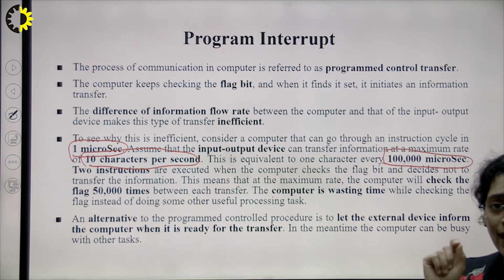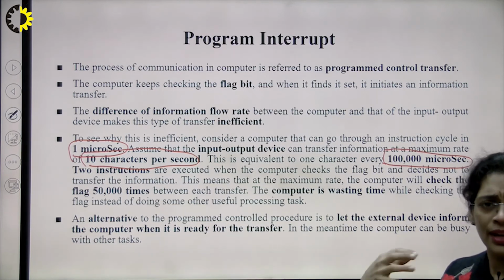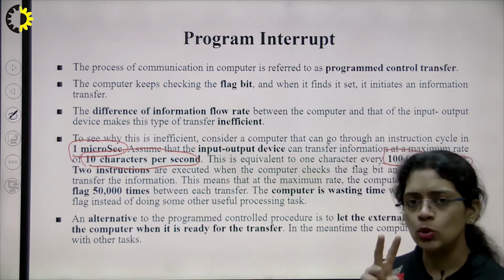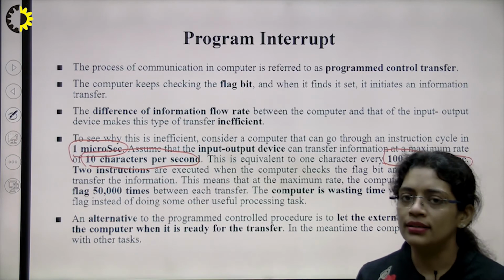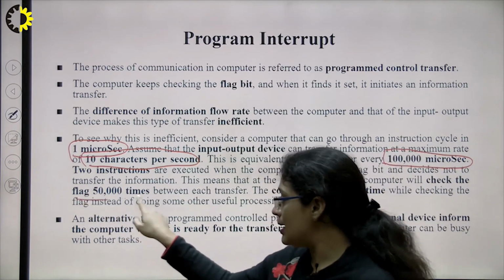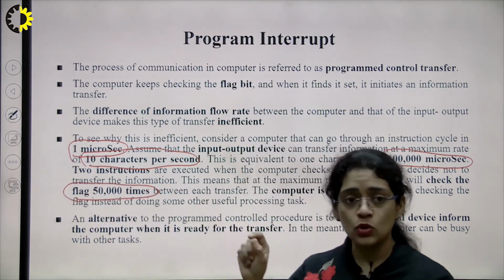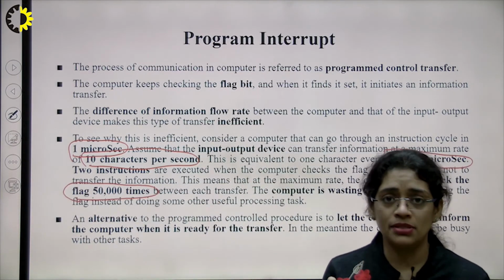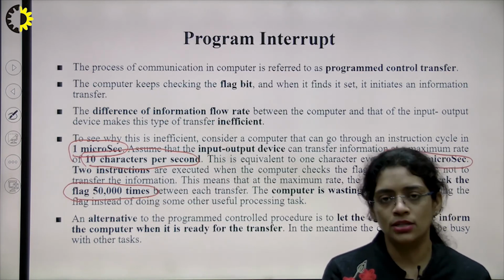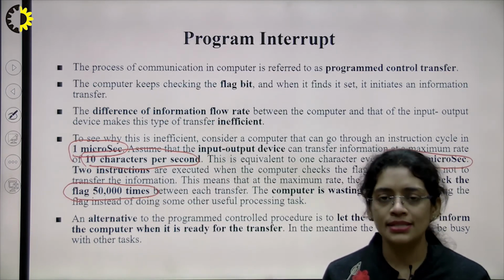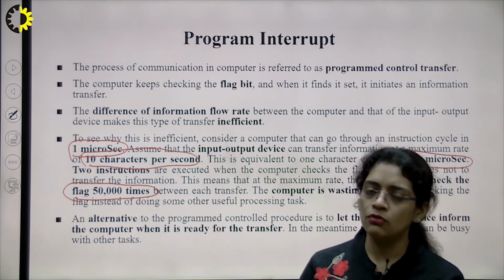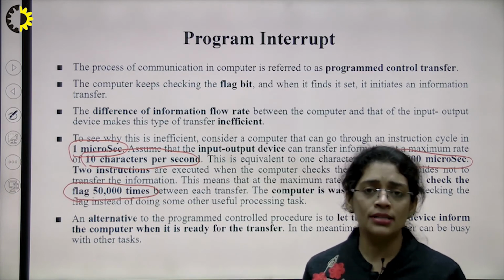So after 1 lakh microseconds we will have data, and the computer needs 2 instructions to check whether there is data in INPR or not. That says that every time this processor needs to waste 50,000 times. 50,000 times a processor needs to check whether there is data or not. So we are wasting the CPU, we are wasting the processor's capability, rather than using it for executing some other instruction.